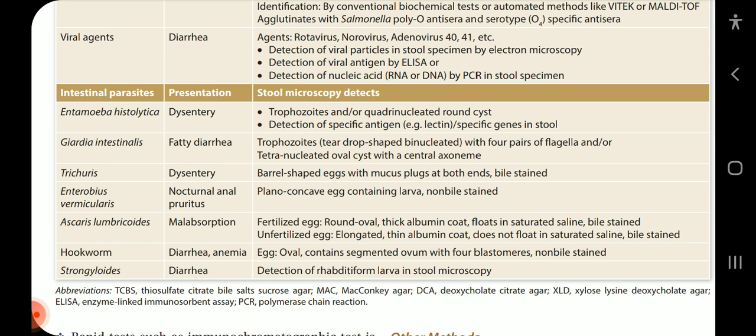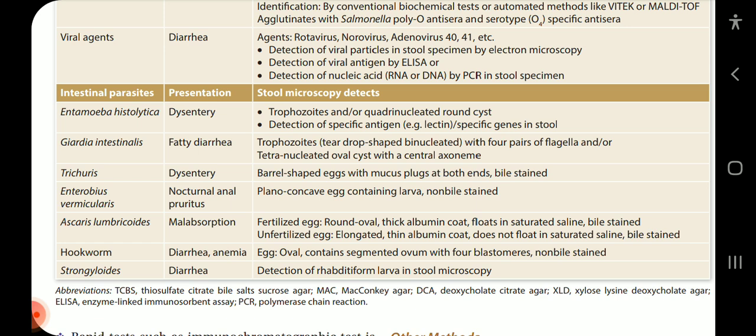Intestinal parasites. Entamoeba histolytica causes dysentery. Stool microscopy detects trophozoites and/or quadrinucleated round cysts. Detection of specific antigen, for example lectin, or specific genes in stool.